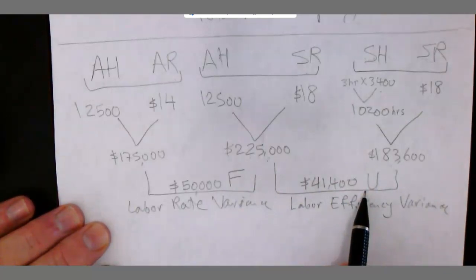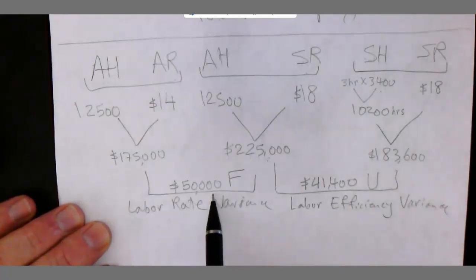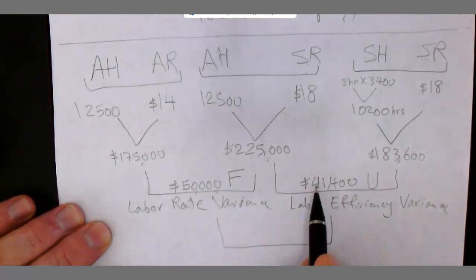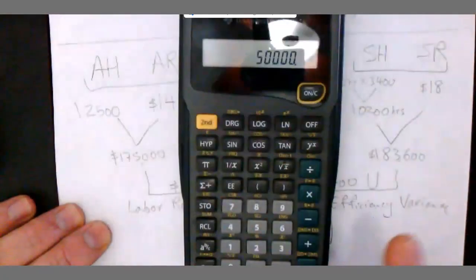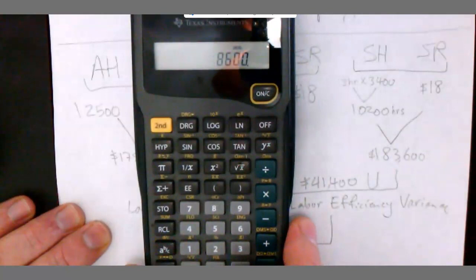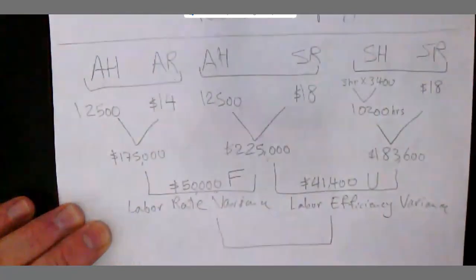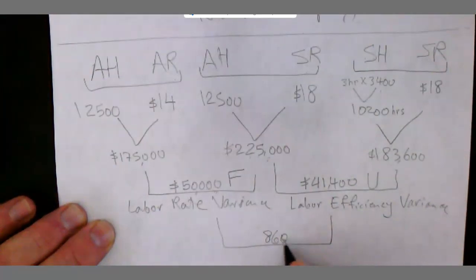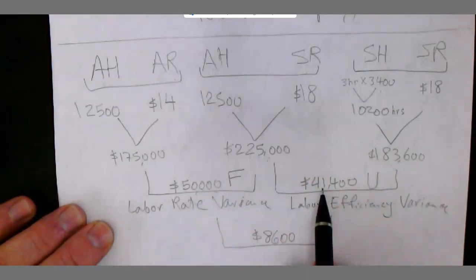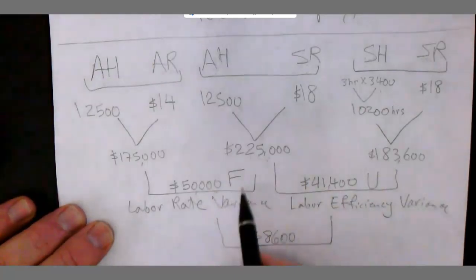That means my labor force, they don't know what they are doing. They are not good. They need training. However, the rate that I pay them is favorable by $50,000. So because favorable, 50,000 minus 41,400 equals $8,600. So the difference is $8,600. So because favorable is 50 and unfavorable is 41,000, favorable is bigger.